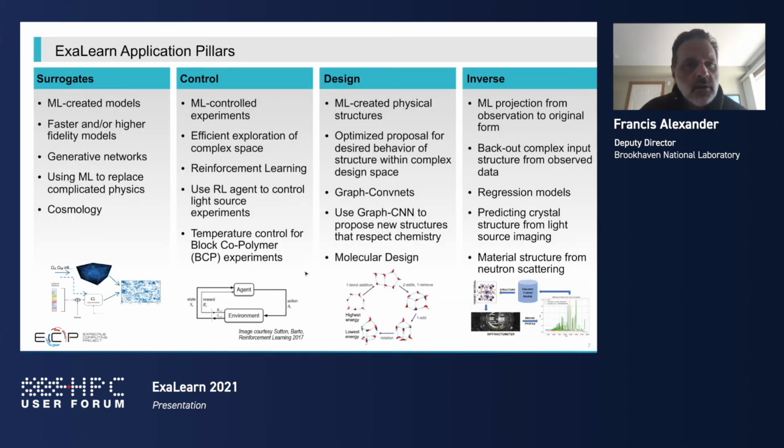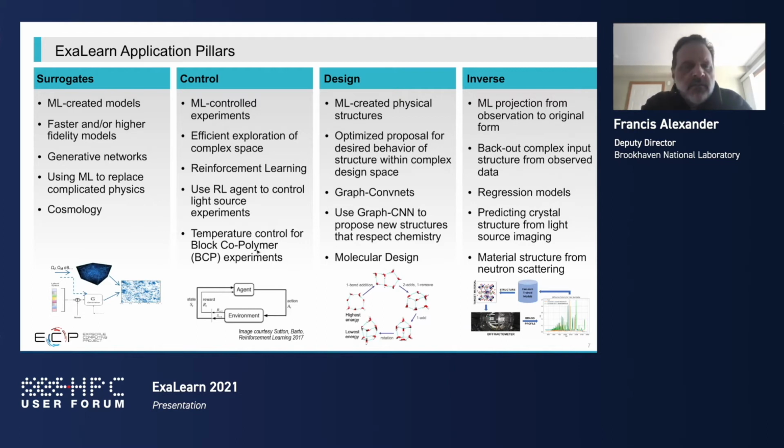So in giving you an overview of the ExaLearn project itself, we've broken it into four main pillars. Surrogates, I'll drill down into each of these separately. So the pillars: the development of surrogates, development of control algorithms, development of machine learning methods for design, and for solving inverse problems.